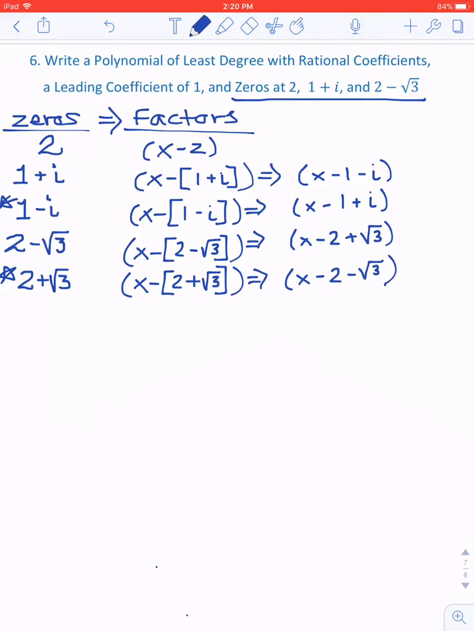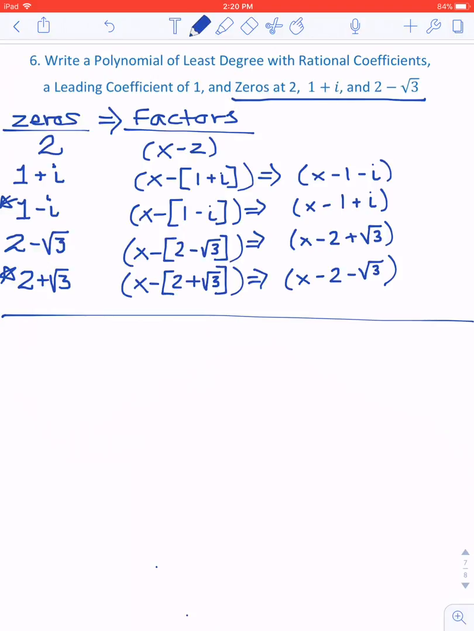So you should have 5 factors total. x minus 2, x minus 1 minus i, x minus 1 plus i, x minus 2 plus root 3, x minus 2 minus root 3. So you should see those conjugate theorems in each of your factors. Every imaginary that adds also subtracts. Every irrational that adds also subtracts. So you should see that.